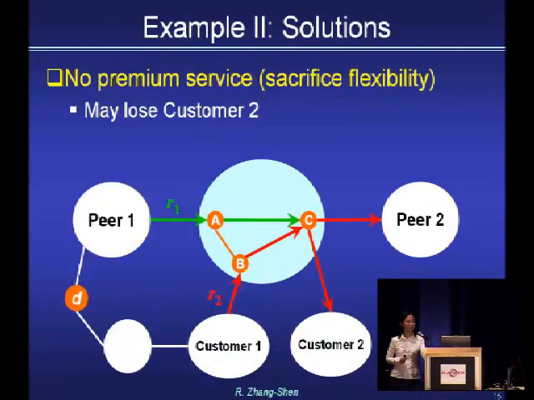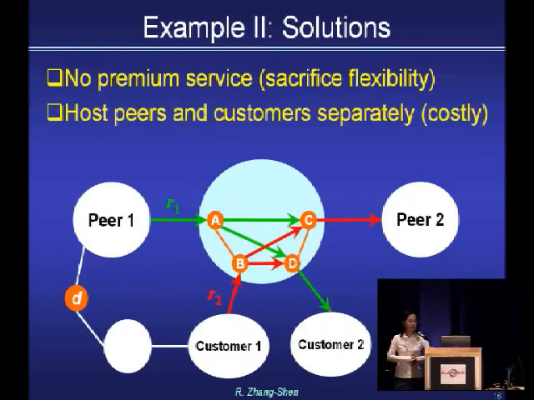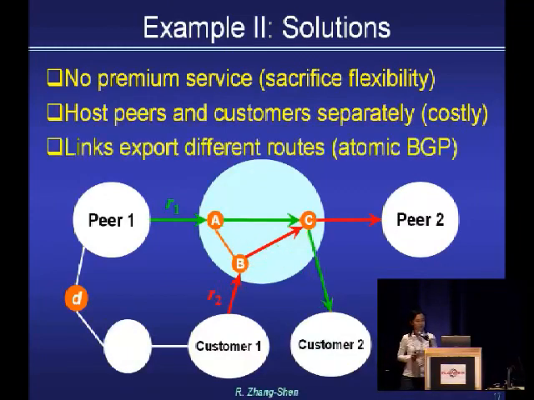First, we don't provide a premium service that customer 2 demands. We just give it the red route, even though it's worse. We may lose customer 2, so we don't want to do that. Second, we can add a router and host peers and customers separately. Now we can export the green route to the customer and the red route to the peer. But you need an extra router and the space and power, etc. And our proposal says that you can use the same topology, but just export 2 different routes to 2 neighbors. I mean, what's preventing us from doing that? So this is atomic BGP.